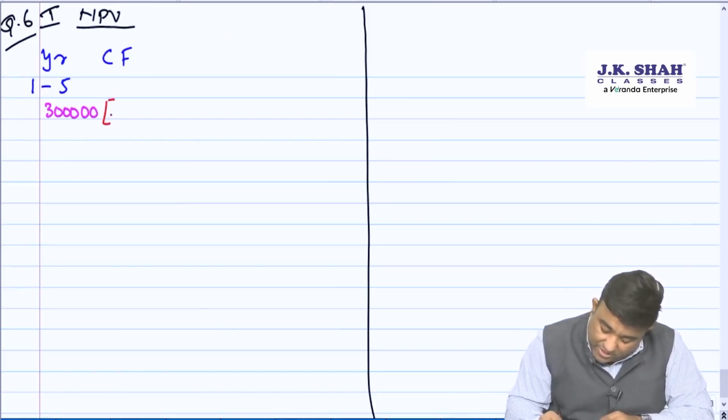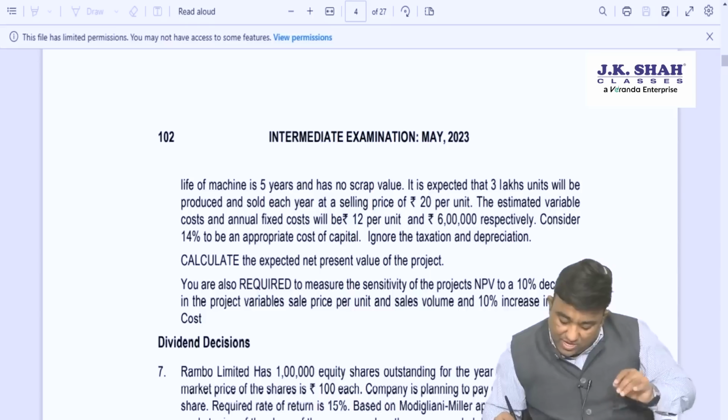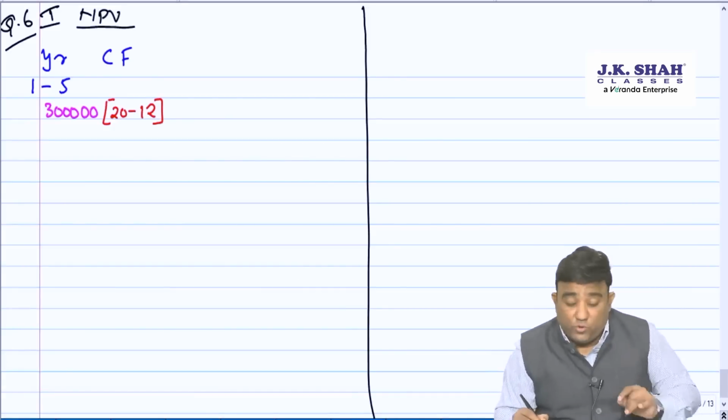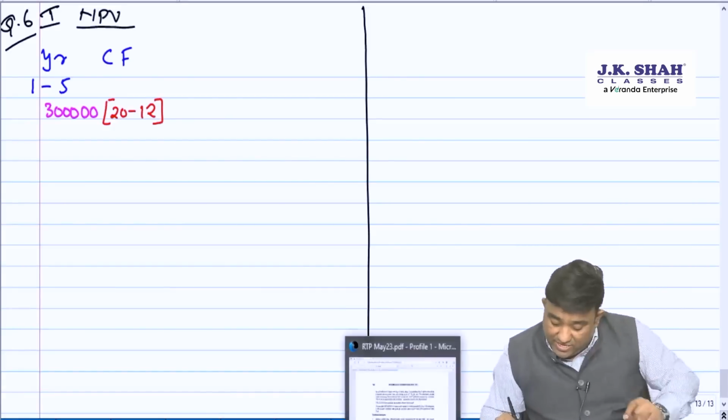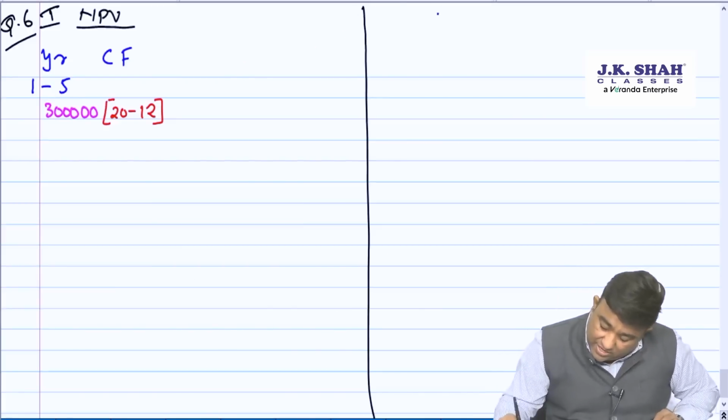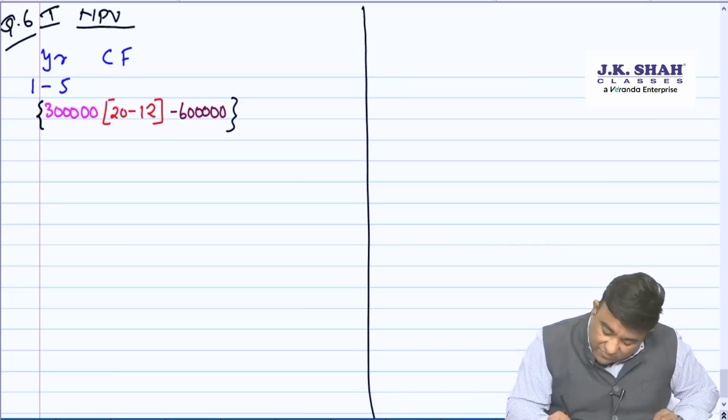Selling price 20 minus, let me check, variable cost is 12. So 6 rupees is the contribution into 3 lakh. That is 18 lakh. And fixed cost is 6 lakh, so that I can deduct. So student, that gives me my cash flow.